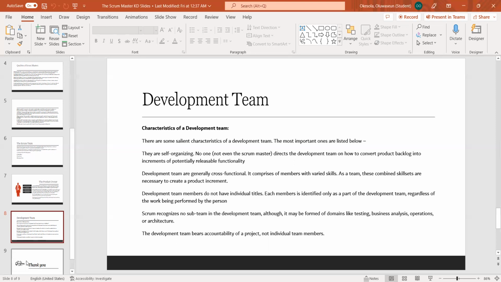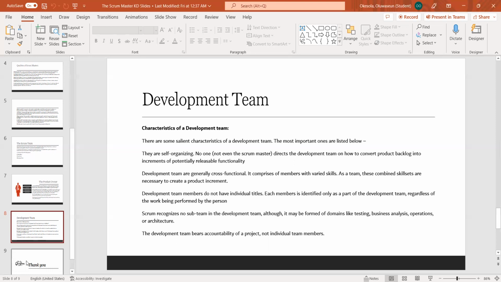Development team members do not have individual titles. I just discussed that now. Each member is identified only as a part of the development team, regardless of the work being performed by the person. Scrum recognizes no sub-team in the development team, right? We've also elaborated on this earlier. So you don't have a part of the development team sitting somewhere and you say this is a sub-team of the development team. No. Although it may be formed of domains like testing, business analysis, operations, architecture, when you look at all of these people, they still form what we know as the development team.